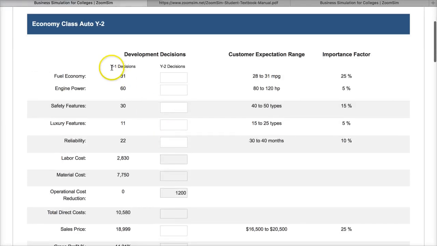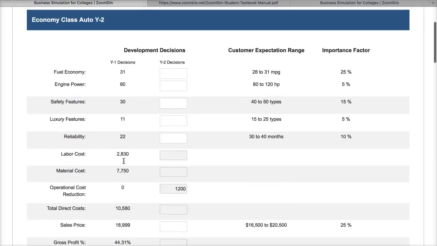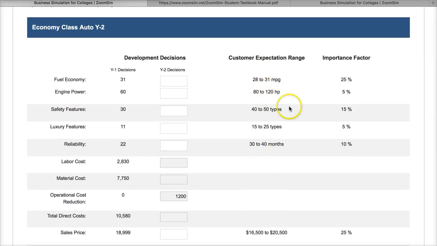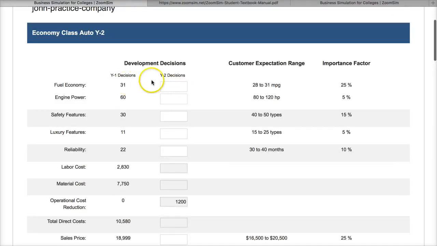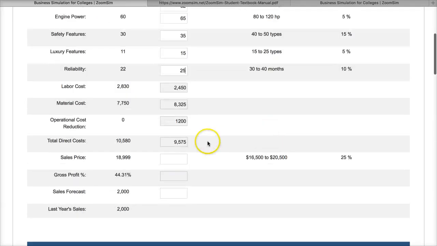In year 2, I have year 1 decisions here, and now the customer expectations have increased, as they do. And the maximum amount that you could sell the car for has increased. You can't ever sell it for more than the maximum, but you can sell it for less than the minimum. So now I'm going to try to improve my vehicle over last year and hopefully get my features up and closer to my customer expectations.